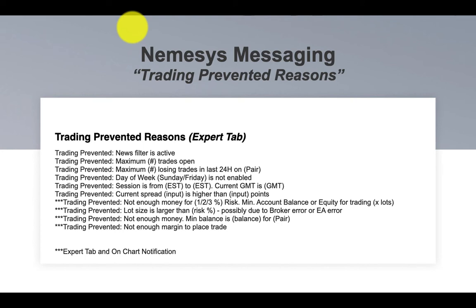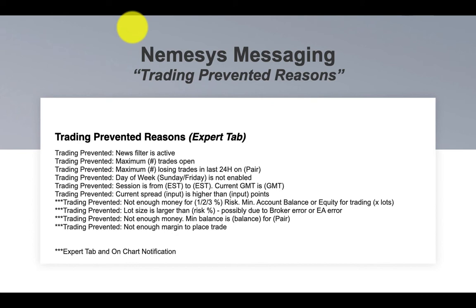All right. Next, trading prevented. Not enough money for 1%, 2%, 3% risk, minimum account balance, or equity for trading certain amount of lots, whatever the calculation is for your lots based on your account size. All this means is you don't have enough money in your account and you need to reduce your risk. All right. That's it. Reduce your risk. Next, that setting right there will be sent to your experts tab and your on-chart notification, so it'll come to your phone.